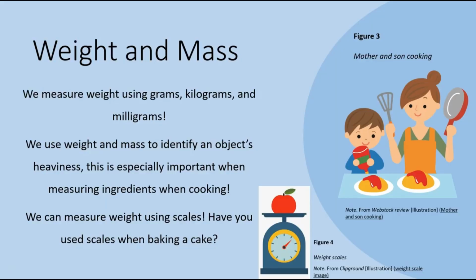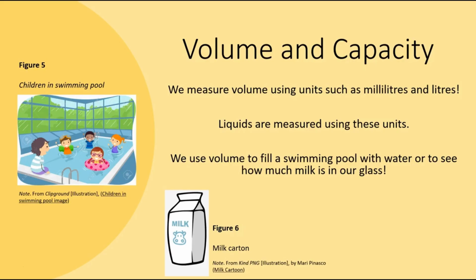Weight and mass. We measure weight using grams, kilograms, and milligrams. We use weight and mass to identify an object's heaviness. This is especially important when measuring ingredients when cooking. We can measure weight using scales. Have you ever used scales when baking a cake?